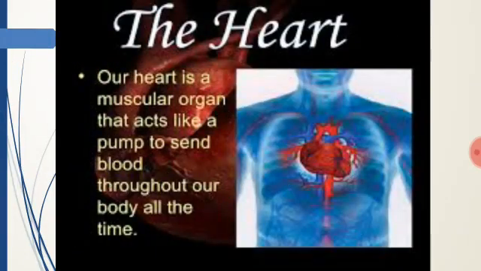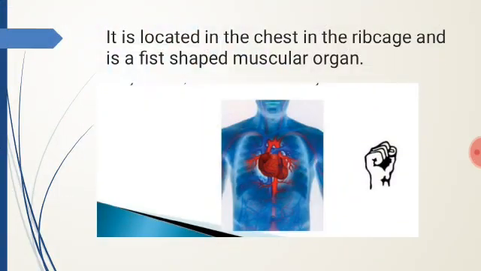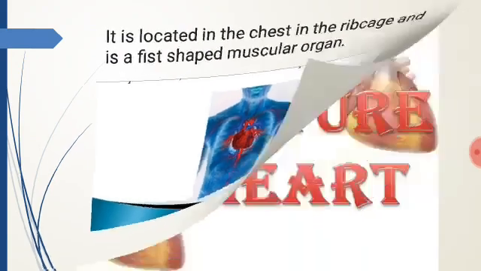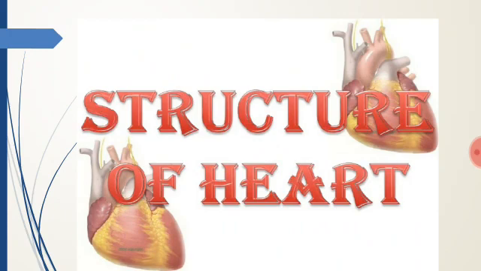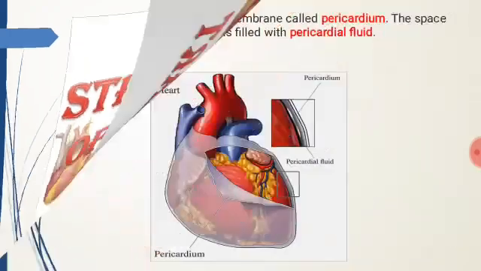Our heart is a muscular organ that acts like a pump and sends blood throughout our body. It is made up of cardiac muscles, and these muscles contract and relax continuously without rest. They work throughout our lives. The heart is located in the chest cavity in the rib cage and is a fist-shaped muscular organ. Let us study the structure of the heart in detail.